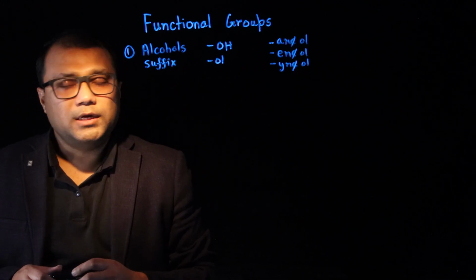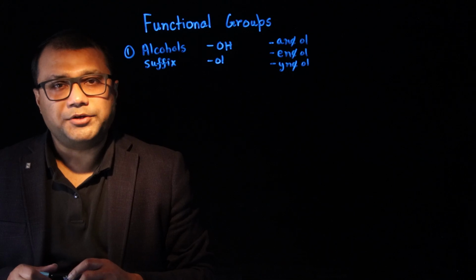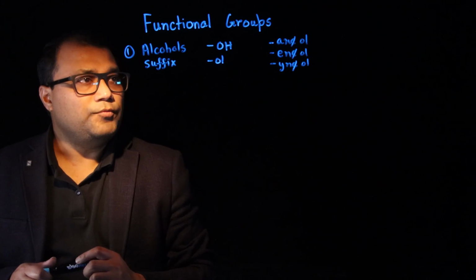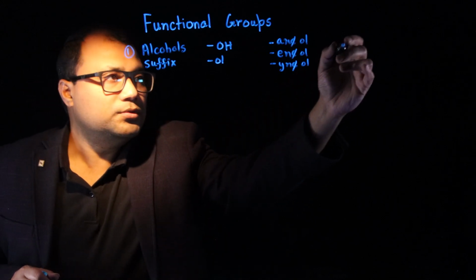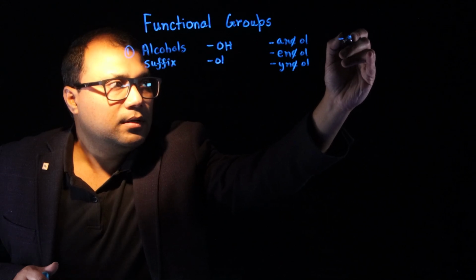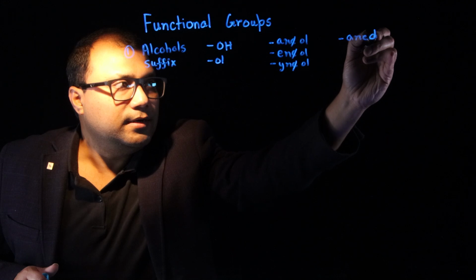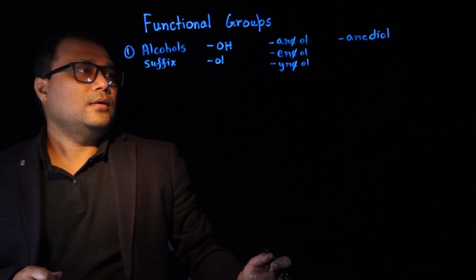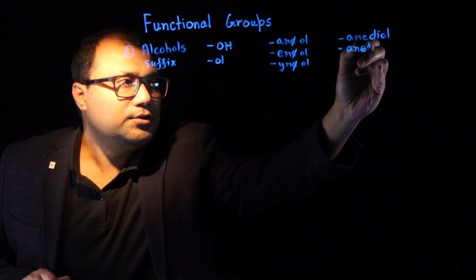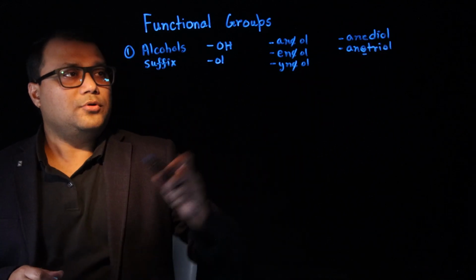Also, if there are multiple OH groups on the parent chain, then also remember to add di, tri, tetra in front of the -ols. Okay, so when we add the di, tri, tetra, just taking that example of alkane, we will include this e in this case, diol. Similarly, if we have three OH groups, then it will be triol. Remember to include the e at that time. Do not eliminate the e.